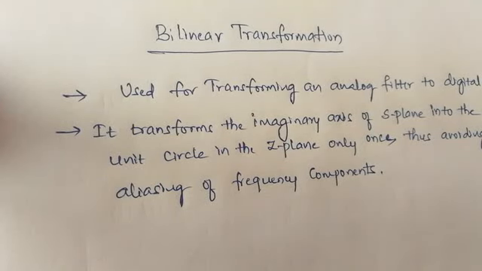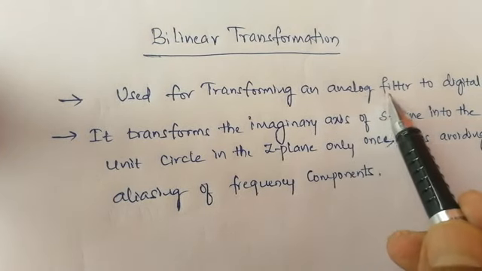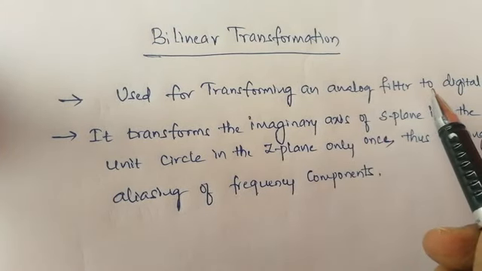Hello friends, next topic we'll discuss bilinear transformation. Already in the last class, we discussed designing of digital filter using the impulse invariance transformation method. The next method is bilinear transformation. Mainly this method is used for transforming an analog filter to a digital filter.